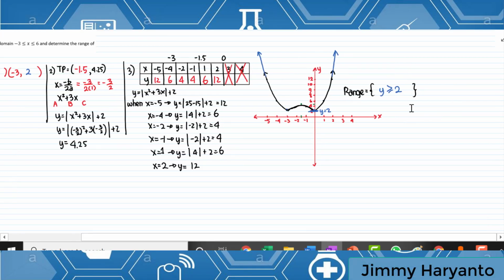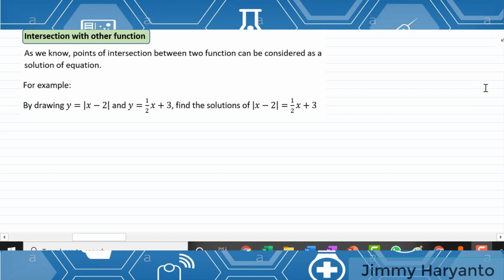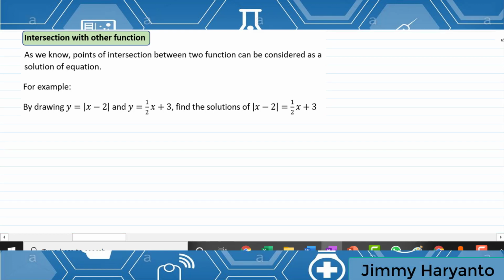Okay, next, this is the next section. This will be the last part of this lesson, of this topic. So after this, maybe you want to take a test. The last section is intersection with other functions.